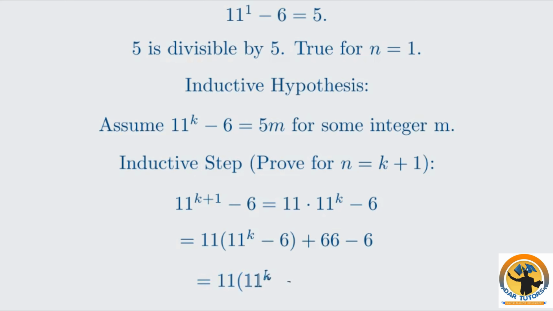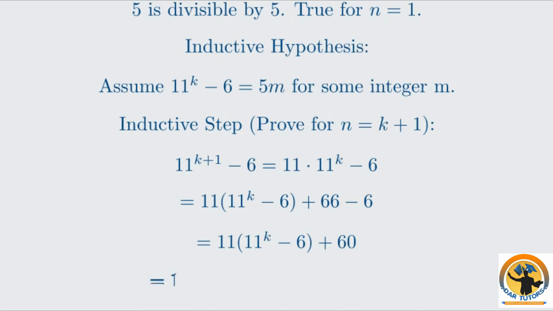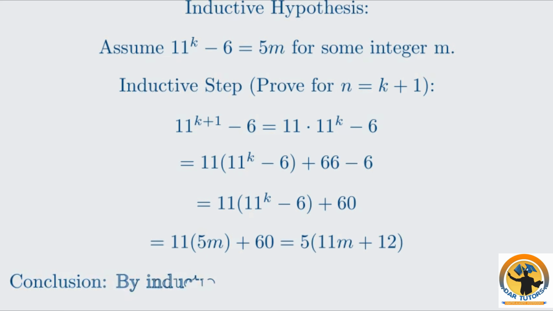This simplifies to 11 times our hypothesis, plus 60. Substituting 5m for the hypothesis, we get 11 times 5m plus 60. Factoring out 5, we have 5 times the quantity 11m plus 12. This is clearly divisible by 5. The inductive step is complete. Conclusion. By induction, the statement is true for all positive integers n.